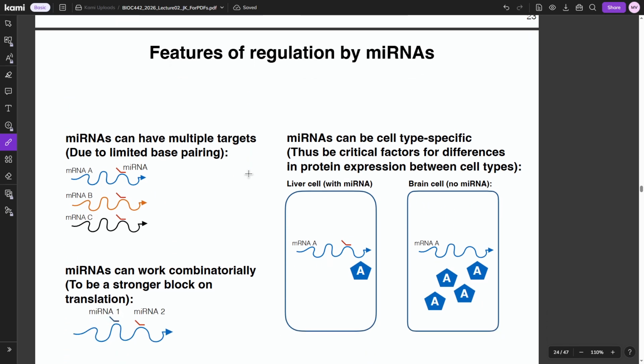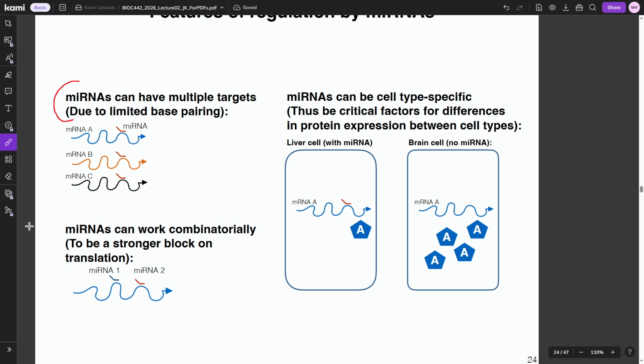So I talked about this already. They can have multiple targets. They can act at the same time on one mRNA, and they can also be cell specific, right? So liver cells. Like I talked about glucose 6-phosphatase. You don't want glucose 6-phosphatase in the brain, or actually I guess this is a bad example. Glucose 6-phosphatase is not the best answer. What would you want in the brain?